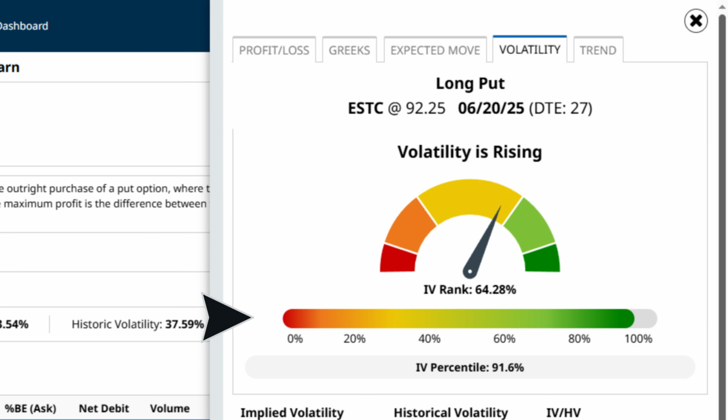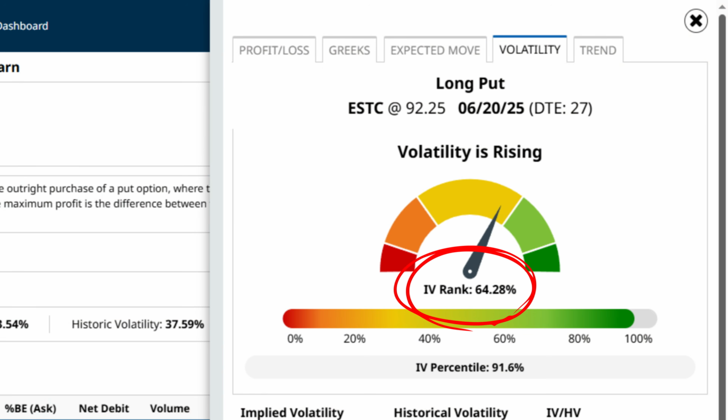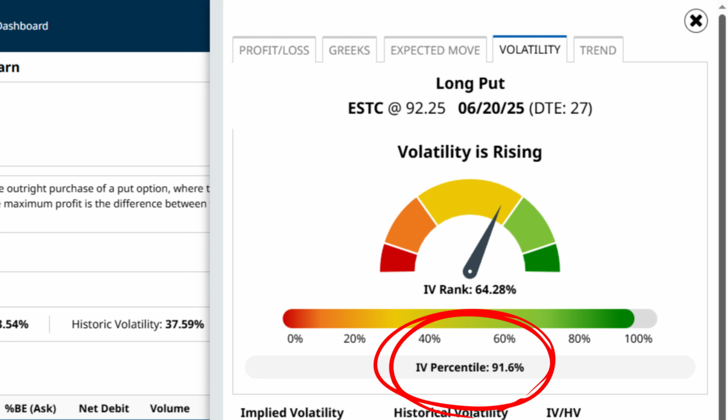For even deeper insight, the tab shows a historical IV percentile plot, which tells you how often IV has been lower over the past year, while IV rank tells you where the current IV sits in its range, and IV percentile tells you how frequently it's been lower, which both help understand volatility in the context of your specific trade.